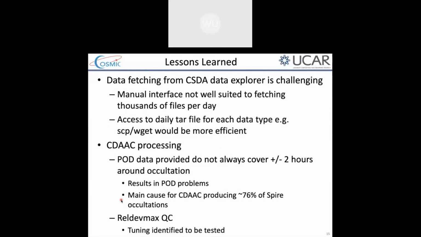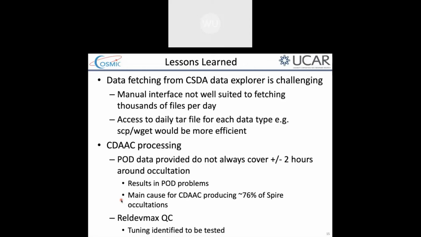And then just finally, a couple of lessons learned. This is something I've mentioned previously. We'd like to hopefully have a little bit easier way to download the data in the future. This website is very nice, but when we have thousands of files per day, it's a little bit cumbersome to fetch data. So perhaps a daily tar file or something could be arranged in the future.